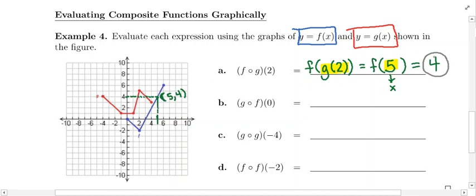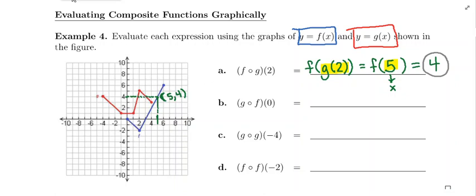So that's how you have to do this particular problem. We had an x value of 2. We first plugged it into the inside function to get the y value. And then we took that result and it became our new input, or x value, to the outside function.